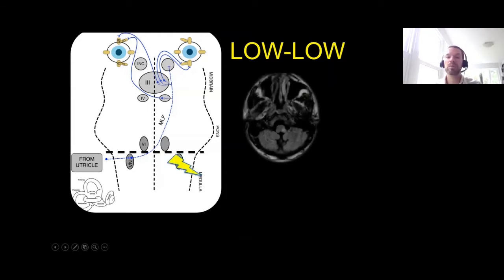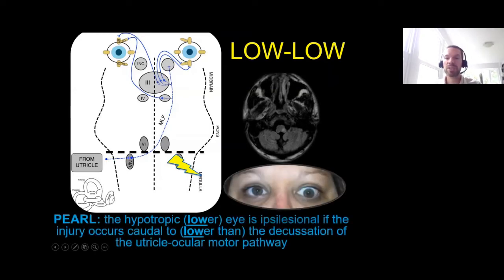This is the same example of a left lateral medullary Wallenberg syndrome, the same patient that I just showed. Here is a clear example of the left eye being lower on the side of the lesion. And we can use this low-low rule. That is, the hypotropic or lower eye is going to be on the same side as the lesion if the injury occurs caudal to, lower than, the decussation of the utricle-ocular motor pathway. So low, we are lower than the decussation, and the ipsilesional eye is the lower eye, low.